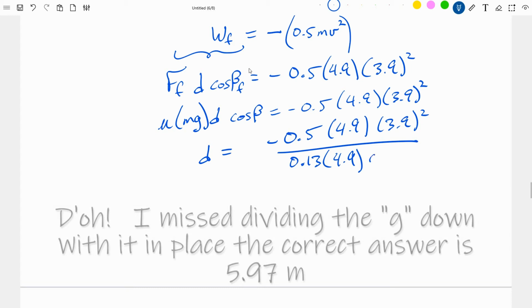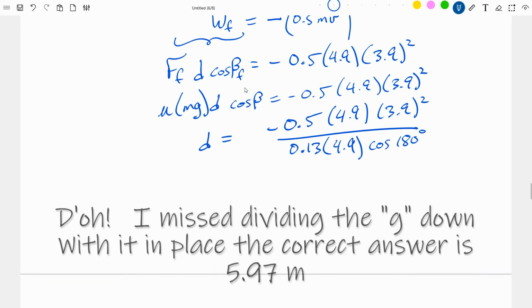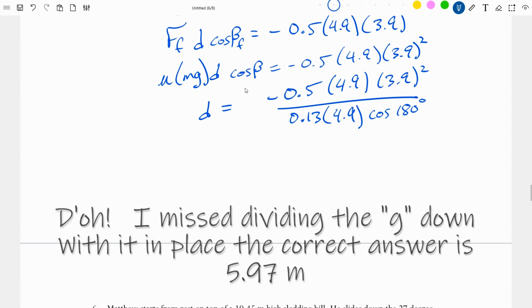Oh, and times the cosine of 180 degrees, right? Friction was to the left while it moved to the right. 180. By the way, that cos of 180 is what's going to make my answer positive, which is awesome because distances can't even physically be negative. So notice, no trickery on my part. The answer is mathematically, as it needs to be, positive.